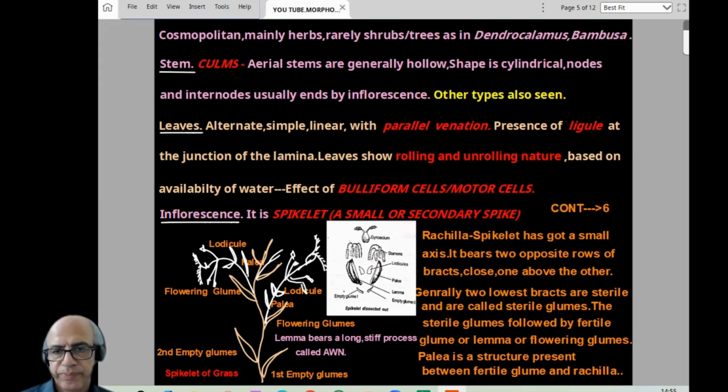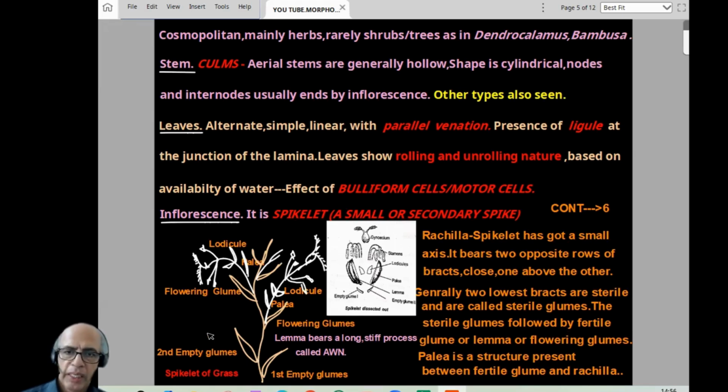Now, inflorescence. Inflorescence in Gramineae is called spikelet. A small or secondary spike, spikelet means small. And here, some variations are there. That is why different diagrams are given there. One or two belong to the old NCERT. The other one I drew there. So here, the first thing we have to discuss is the rachilla. Rachilla means the spikelet has a small axis. And from there, this diagram is more useful.